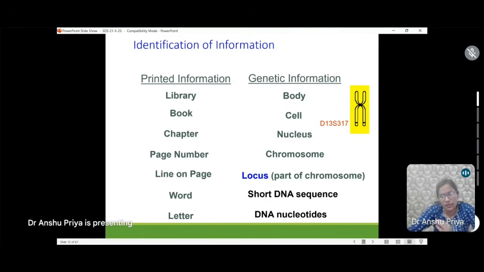So we are looking at the DNA profile at a particular locus or a particular chromosome. They have different types of locus, and there is a limited set of loci. We are looking at the DNA profile at those limited loci for identification purposes.